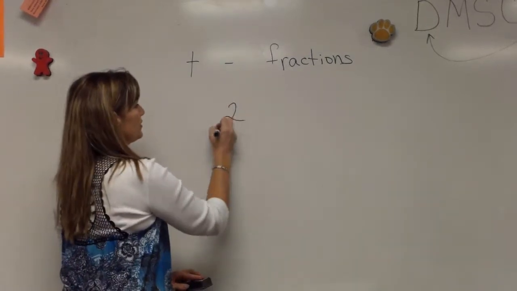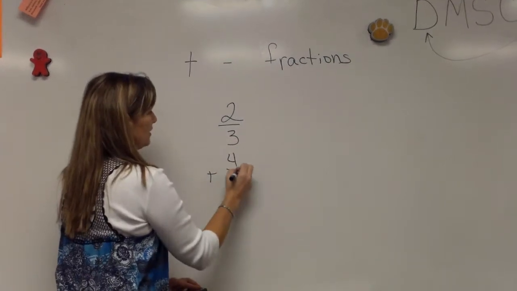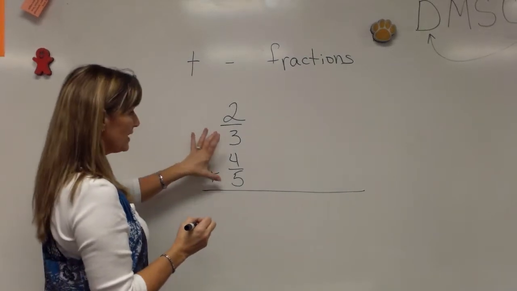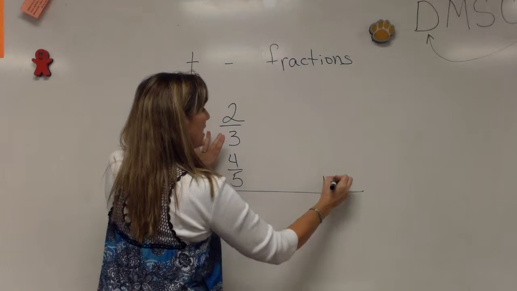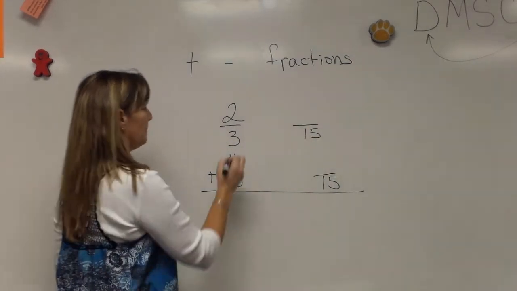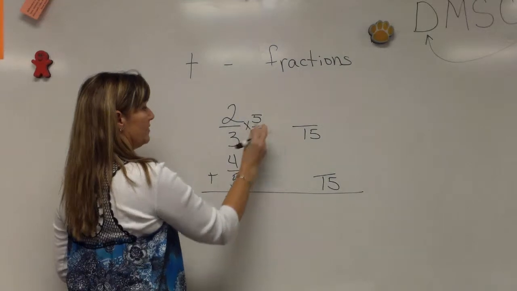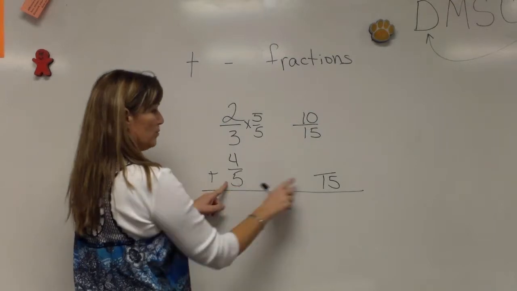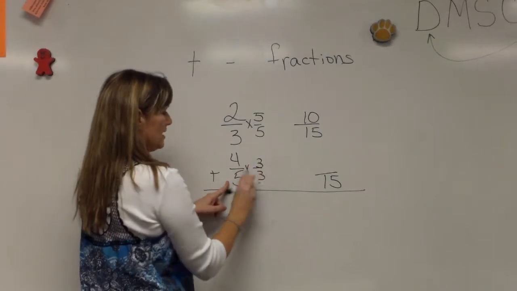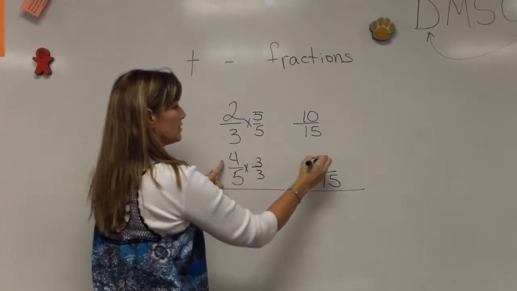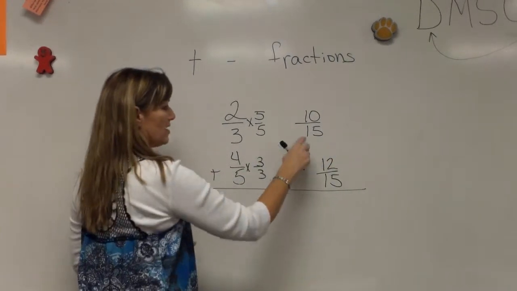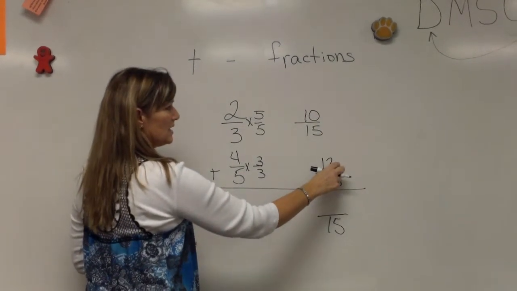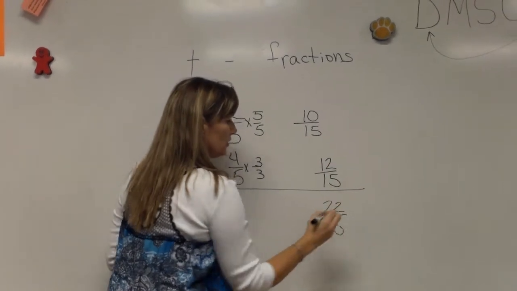Okay, let's try another. If I have 2/3 plus 4/5. Okay, it's just like the last one. I'm still going to use 15 because I have 3 and 5. I know I'm going to multiply by 5 over 5. 3 times 5 is 15. 2 times 5 is 10. I'm going to multiply by 3 over 3. 5 times 3 is 15. 4 times 3 is 12. I have a common denominator. I write that down. I'm going to add my numerators. 10 plus 12 gives me 22.